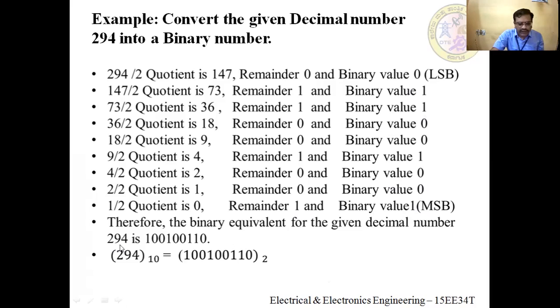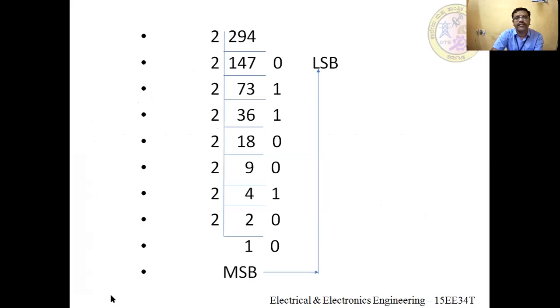Okay. So 294 is the decimal number. So 1, this is the MSB. 1 0 0 1 0 0 1 1 0. So here 1 0 0 1 0 0 1 1. Okay. So this is the conversion of integer decimal to integer binary.